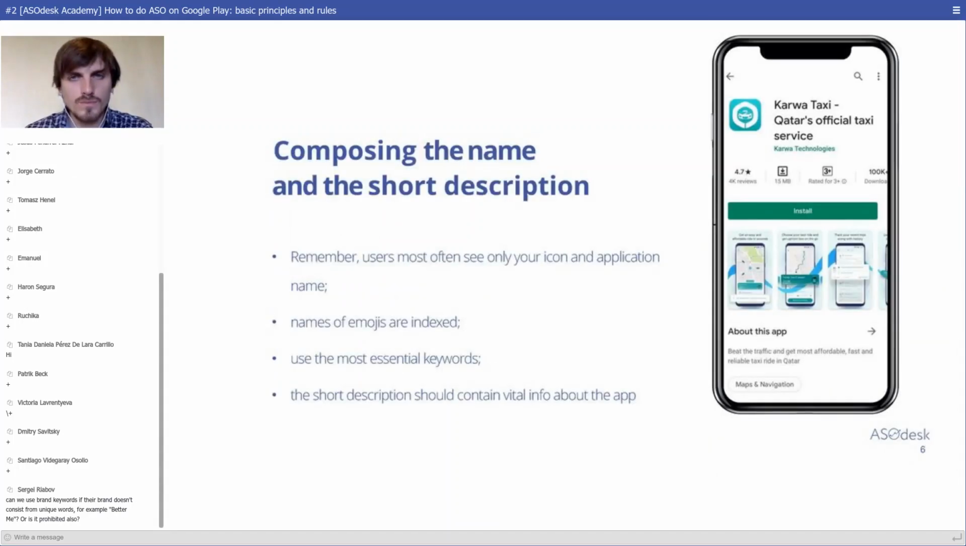Okay, we've got the keywords, we filtered the relevant keywords for us. Then we need to compose the name and the short description of our app. So remember one important point which concerns Google Play a lot. Users most often see only your icon and application name on Google Play. You remember the search results on Google Play and App Store. On Google Play, you see only the icon and app title. In the Explore windows, which I mentioned, we see only icon and title.